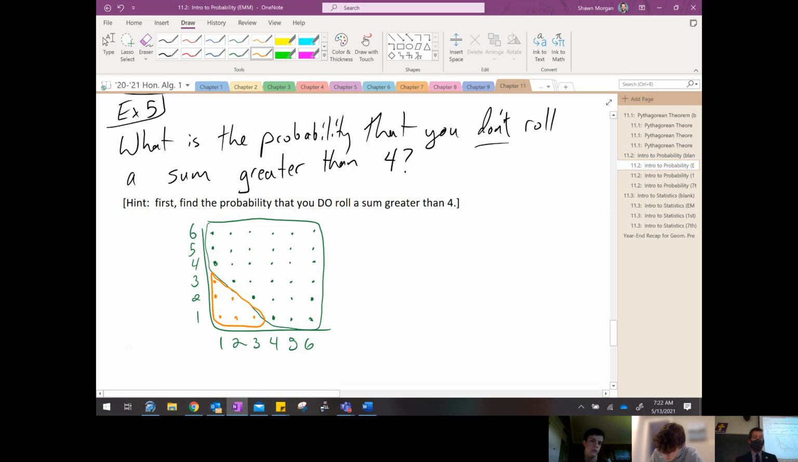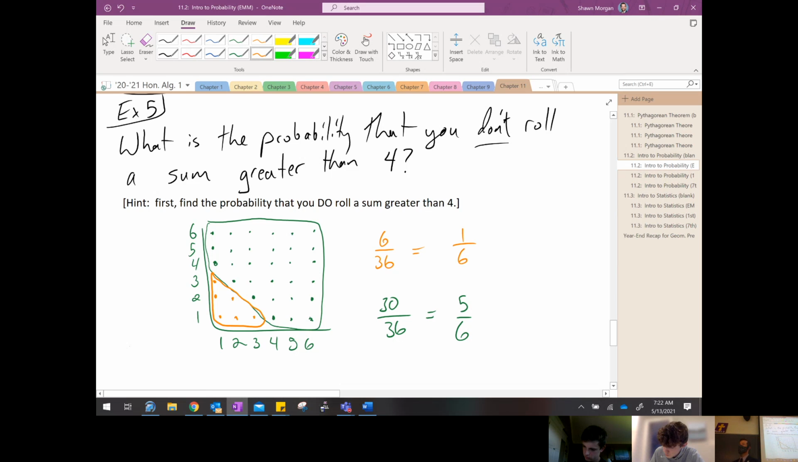So if I rolled a 1 and a 3, is that a sum that's greater than 4? No. So that would fit the bill of not rolling. So how many orange dots do we have? 6. So that probability would be 6 out of 36. How many green dots do we have? 30. There's 30 out of 36, right? And what do those two add up to equal? They add up to equal 1. And of course we would simplify them down. We'd say this was 5/6, and this one is 1/6. And those, of course, still add up to equal 1.